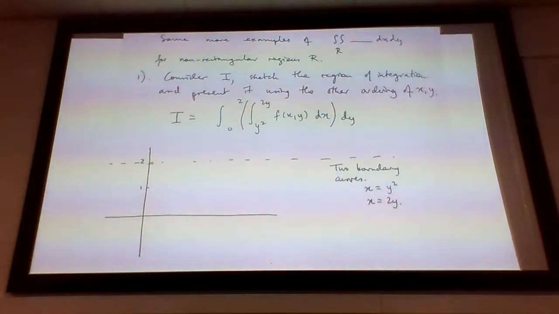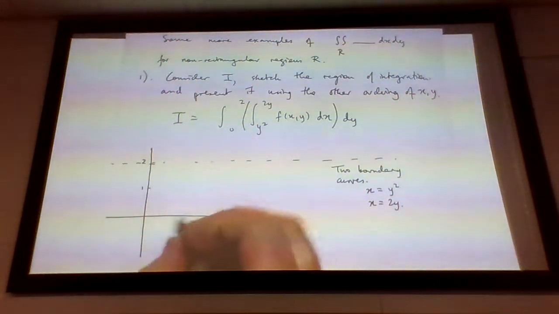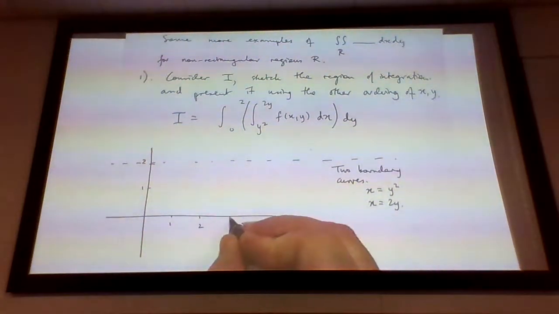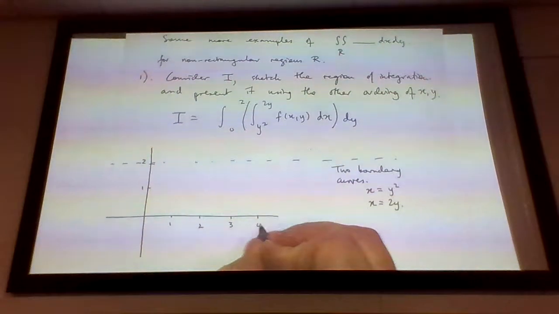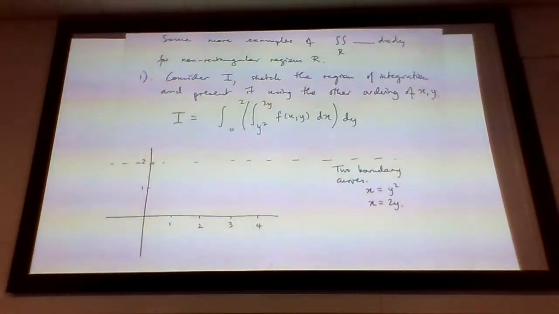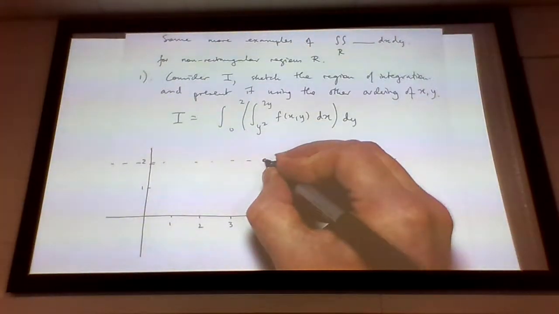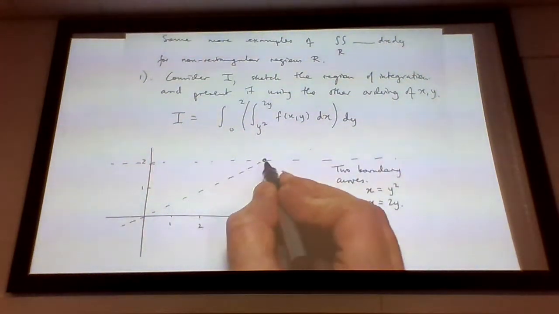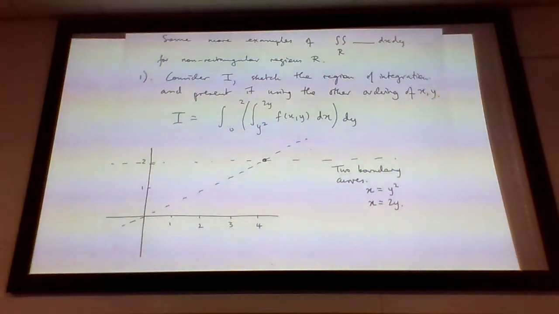x equals 2 times y is the easiest one to plot first. So it's the line y equals a half of x. So if we have x equal 1, 2, 3, 4, it's the line y equals a half of x. So it goes through the origin and the point 2, 4. Okay, so just that straight line.